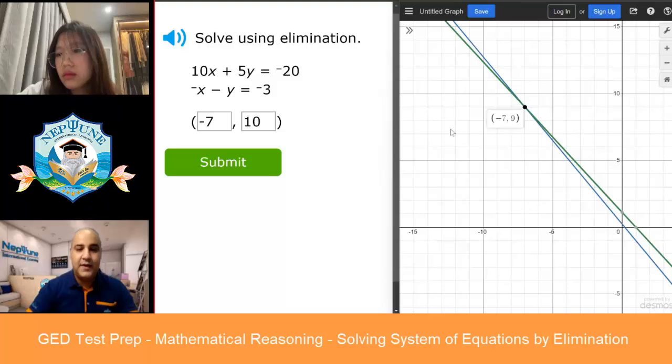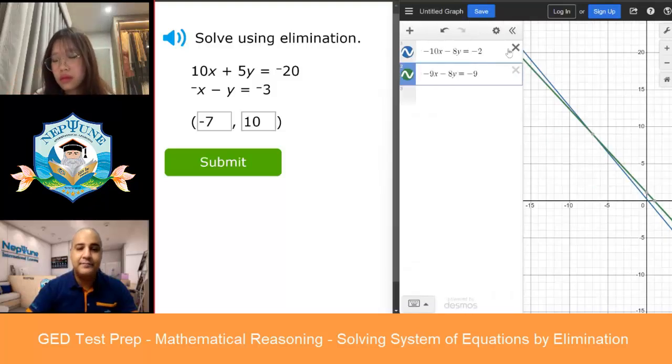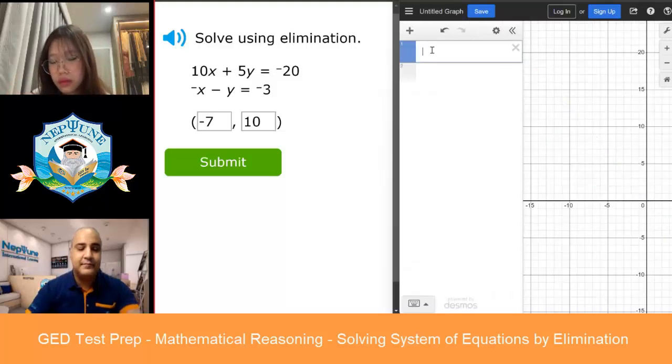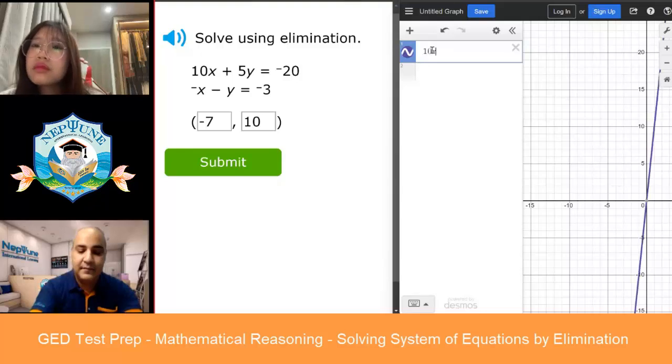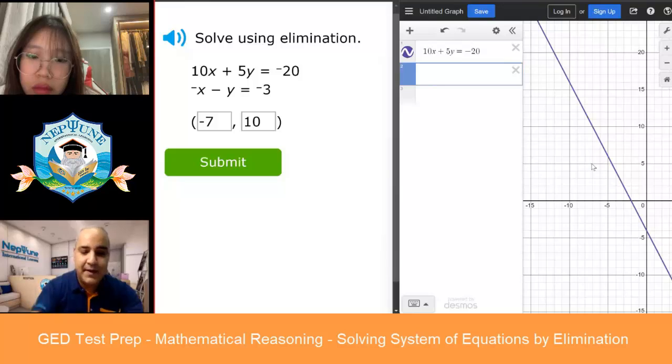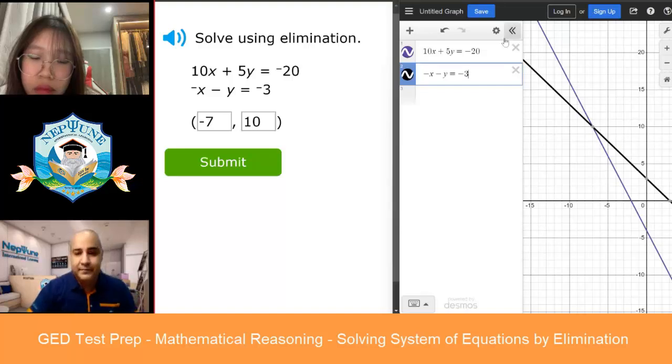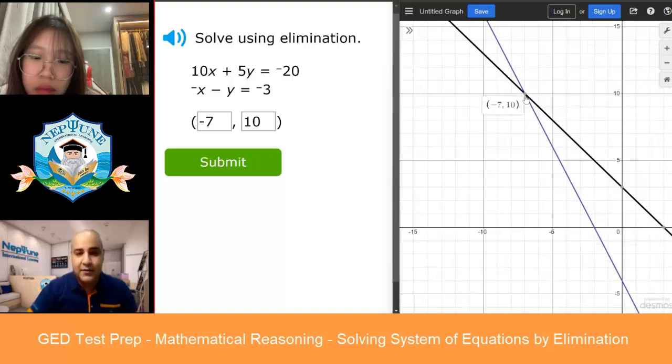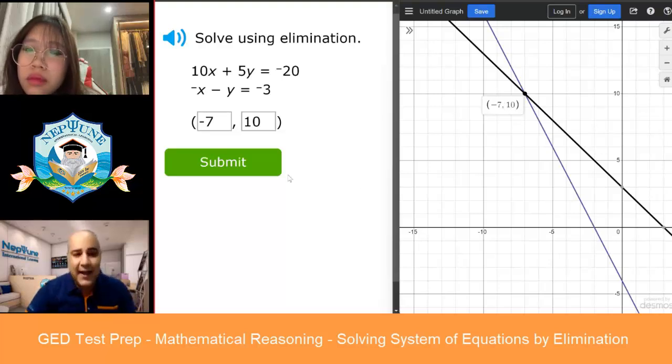you can also see the graph. 10x plus 5y equals negative 20. And then negative x minus y equals negative 3. And this is the solution here. Negative 7, 10. It's much faster than substitution.